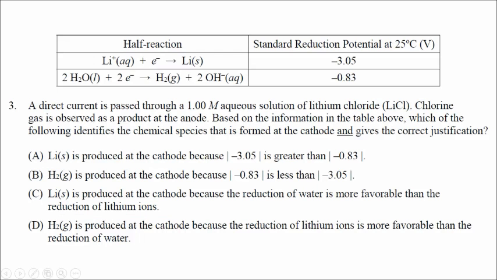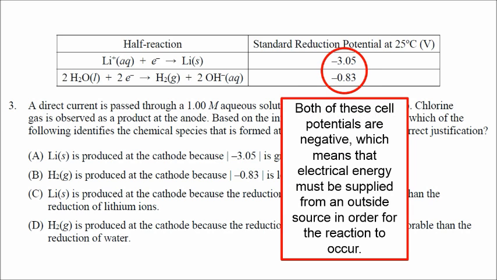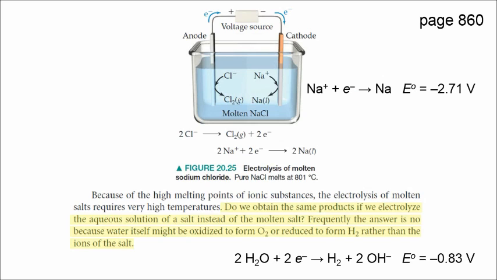Number 3 involves an electrolysis experiment where current is passed through a 1 molar aqueous solution of lithium chloride. They say that chlorine gas is observed as a product at the anode, so somehow chloride ions are being oxidized to chlorine gas. But what happens at the cathode? That's our question. Both of these cell potentials are negative, which means that electrical energy must be supplied from an outside source for the reaction to occur. But which one of those reactions occurs?